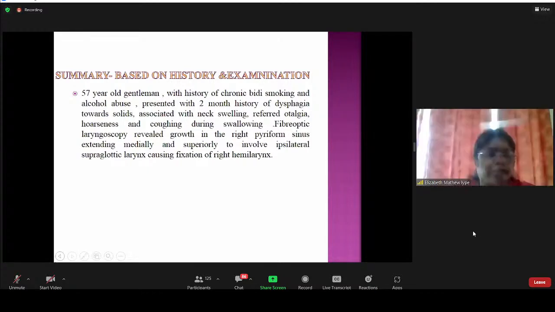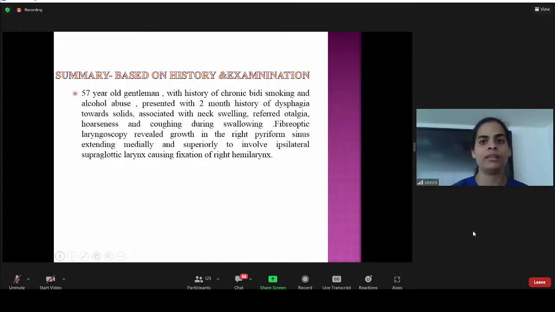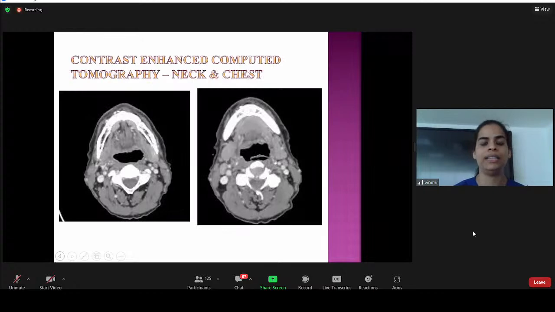How would you like to manage this patient? Through an FOL, we have taken an FOL guided biopsy. Now I'd like to proceed with the contrast enhanced computed tomography scan of the neck and chest. So I have a video, but I think I'll not.